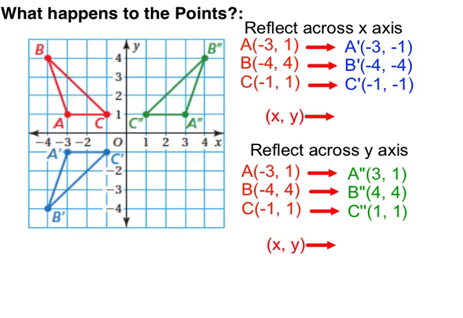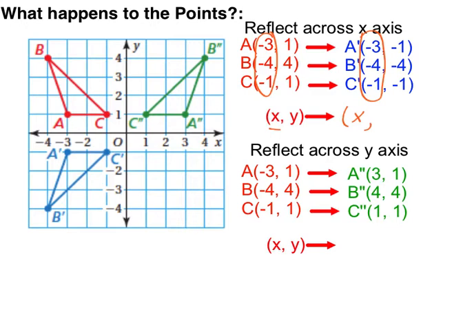Let's take a look at what's going on here and see what we can figure out. If we look at the reflection across the x-axis, notice that the x values of -3, -4, and -1 become the x values of -3, -4, and -1. The x values do not change at all. So x goes to x.